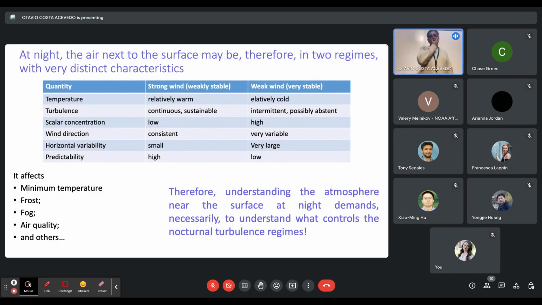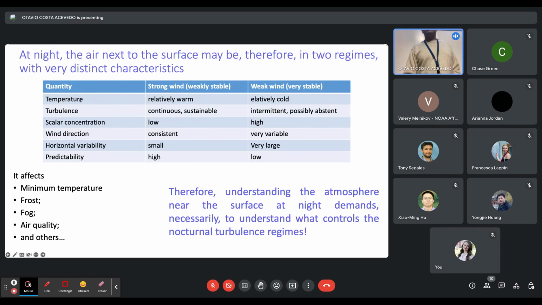So, to make this distinction clearer, I made this table to summarize and state these ideas more clearly. There are two regimes with very distinct characteristics. The formal definition is weakly stable and very stable. Some people say strong wind or weak wind regime, and I like whatever is simpler, but not many people agree because it's relatively strong and relatively weak. But anyway: strong wind or weakly stable, weak wind or very stable.